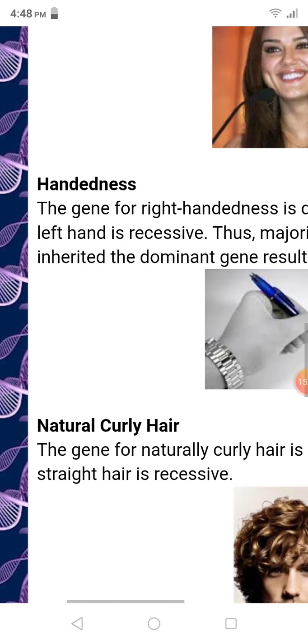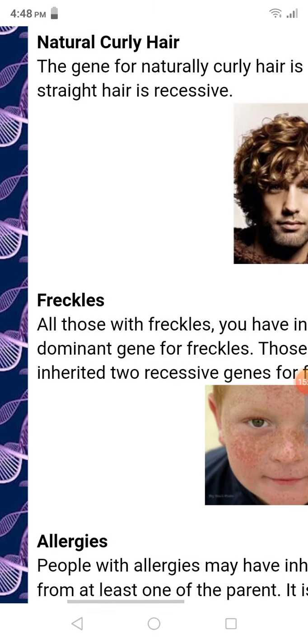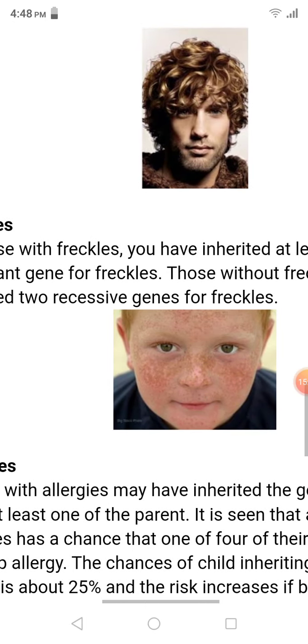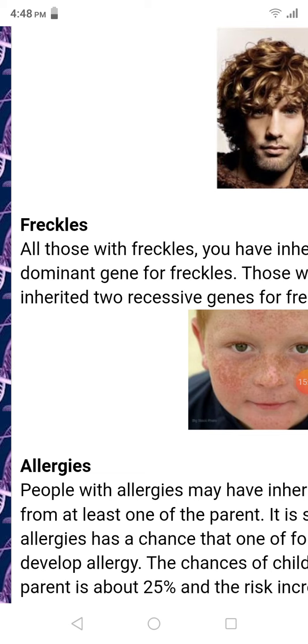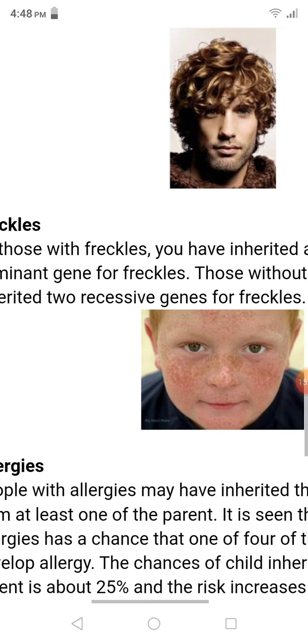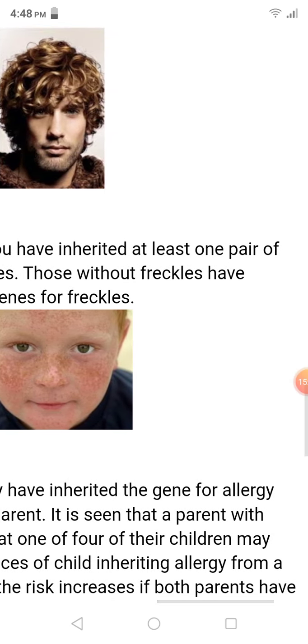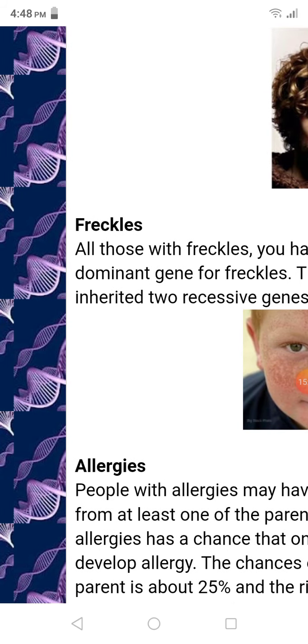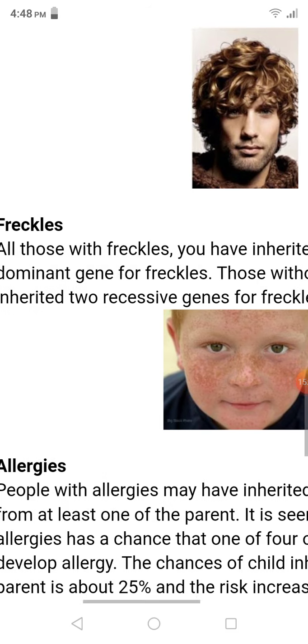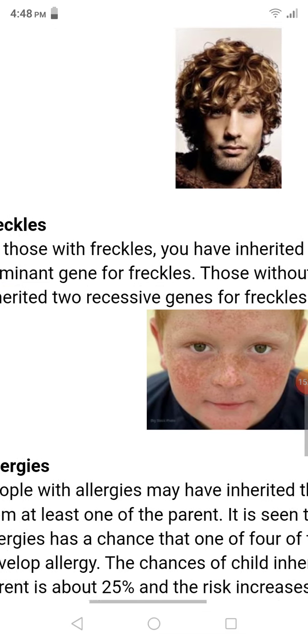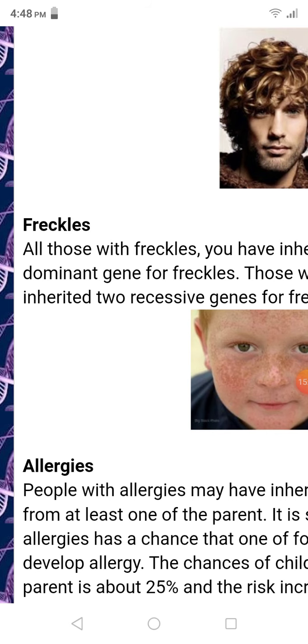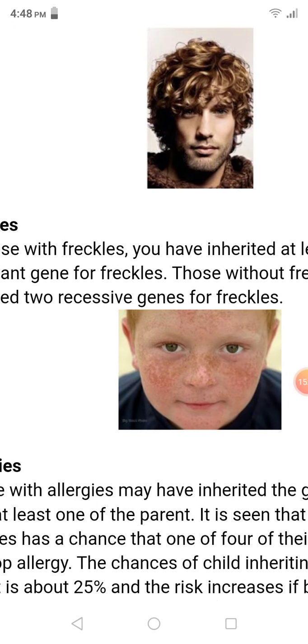So that's my point of view with this information. And then we have the freckles. I have freckles, and most of the freckles on my body are on my legs. So freckles is inherited from one pair of dominant genes. Those without freckles have inherited two recessive genes for freckles.